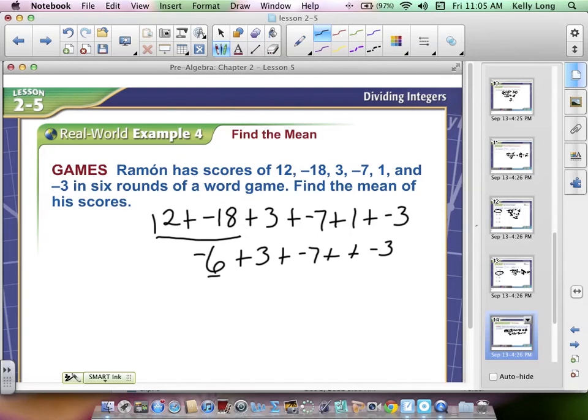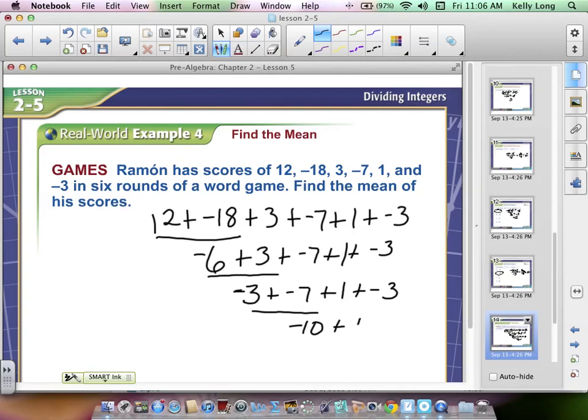Okay, keep going. What's negative 6 plus a positive 3? Adding with unlike signs, so I subtract. Take the sign of the number with the largest absolute value, so it's going to be the negative 6. So it's a negative 3 plus negative 7 plus, left out the 1 up there, didn't I? Plus 1 plus negative 3. What's negative 3 plus negative 7? Negative 10, adding with like signs, just add and keep the sign.